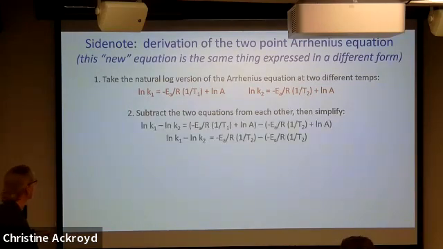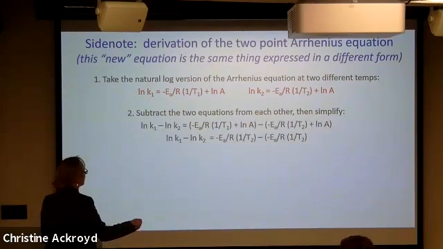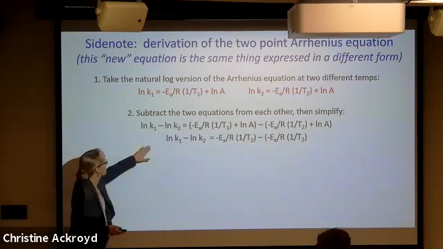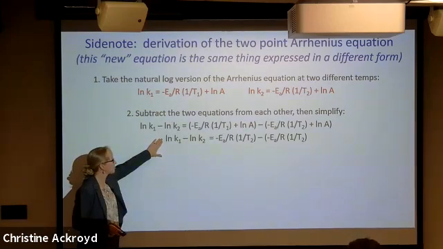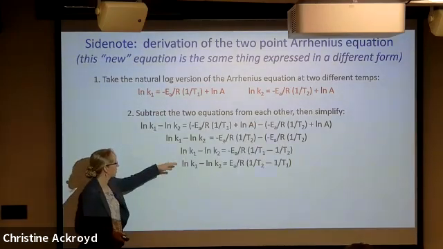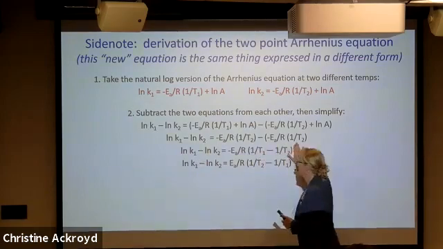So if we subtract them, we have plus natural log of A minus natural log of A. So the natural log of A falls out of the equation. You don't even have to worry about it anymore. And we get something that looks kind of ugly like this. We can simplify the right-hand side of the equation. This will look like this.